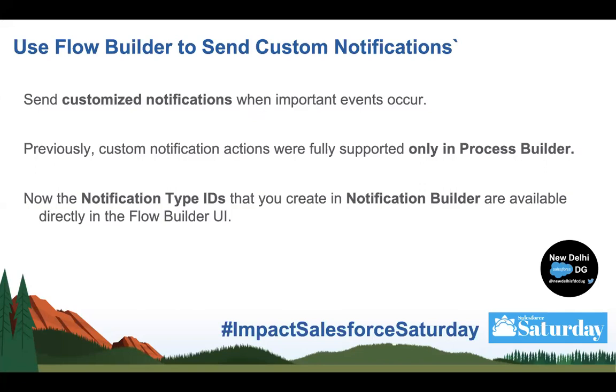Now those notifications, you can link to your Flow Builder. From Flow Builder, you can call and trigger those notifications. On your flow screen, if someone has entered all the information and clicked on next page, you can trigger that particular notification by using the notification ID in your flow builder. Notification Builder was earlier only supported in Process Builder. Now it is supported in Flow Builder also. So all these three are linked to each other.